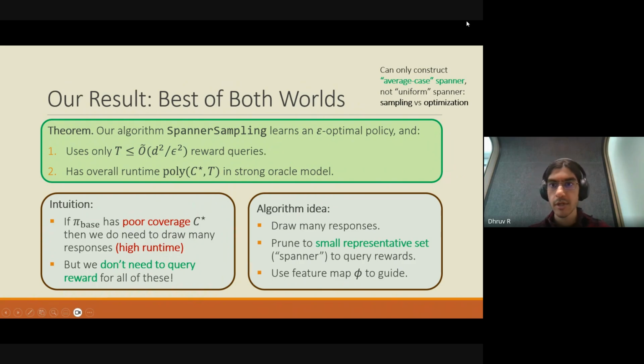Now, one thing I want to point out, just for context, is that in comparison with the standard contextual bandits literature, this is going to be a spanner in an average case sense, and not a uniform sense. And the reason is because we only have access to sampling oracles rather than optimization oracles. So we really can't hope for constructing a uniformly good spanner.